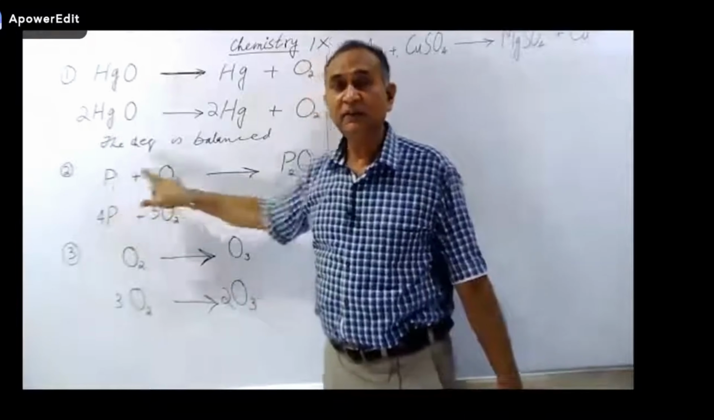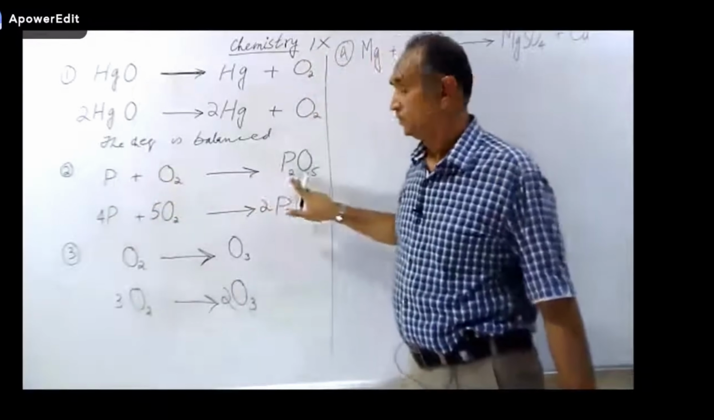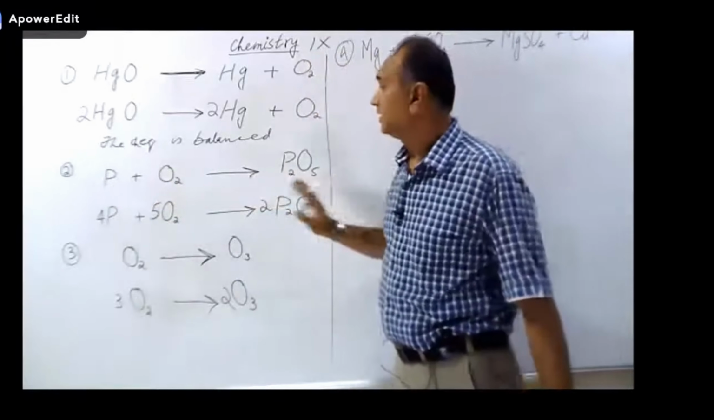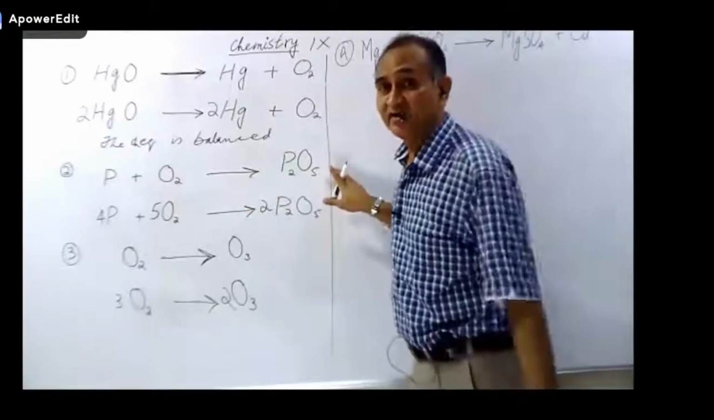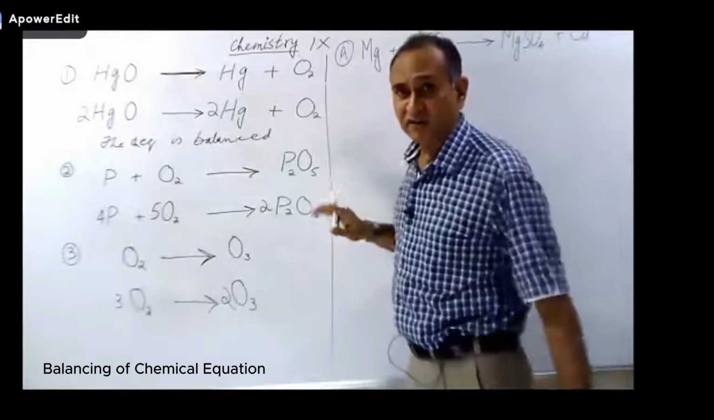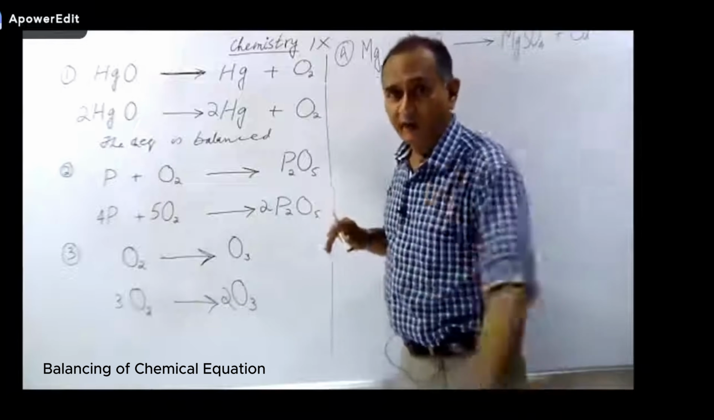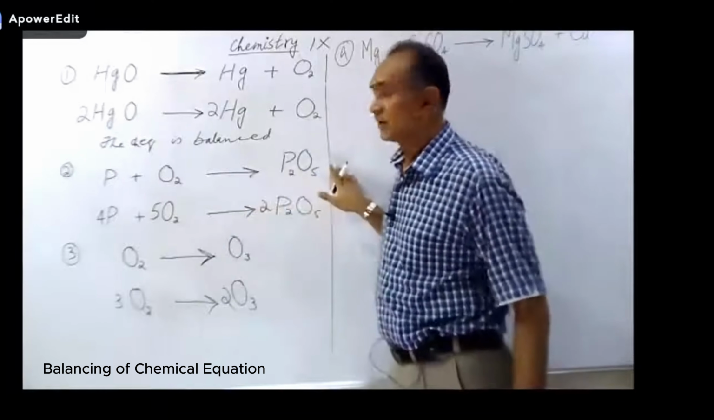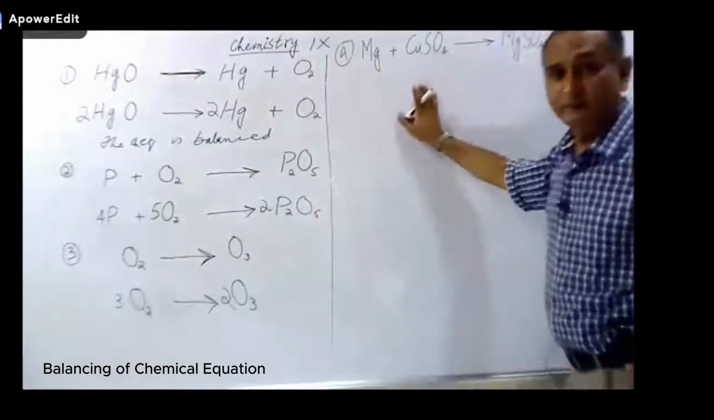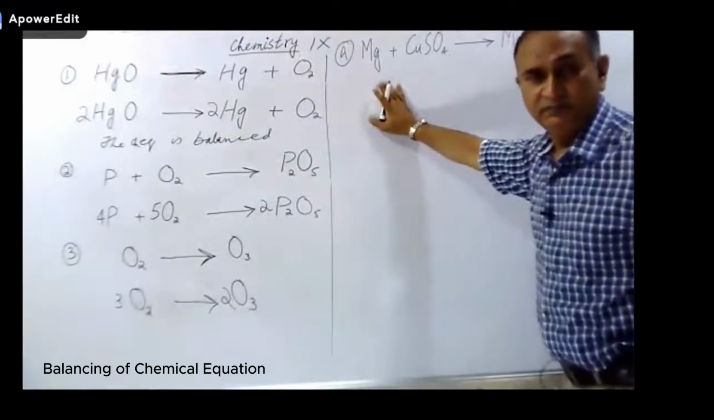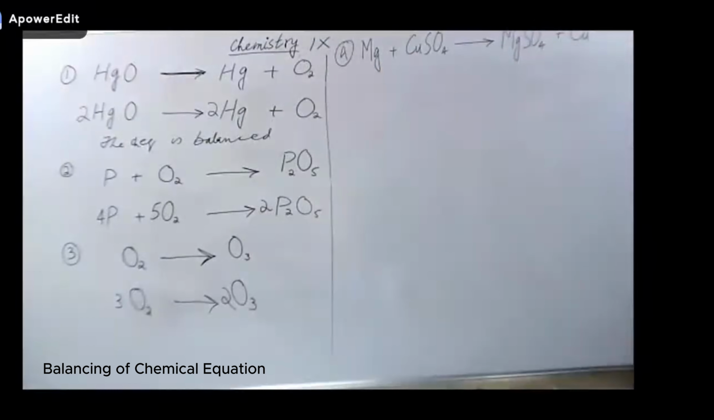Phosphorus, oxygen, P2O5. Correct. It's an addition reaction. What is the other name of addition reaction? Synthesis reaction, combination reaction, formation reaction. So this is a formation reaction. And what kind of reaction is this?